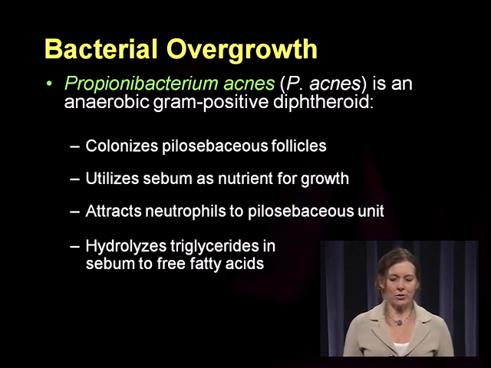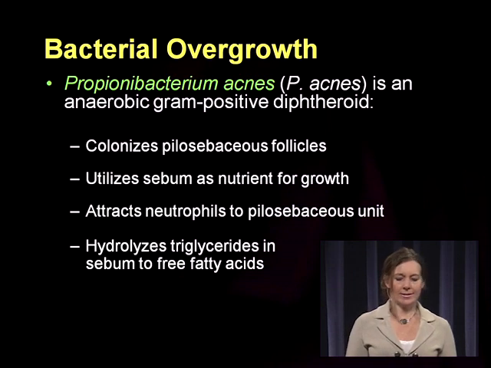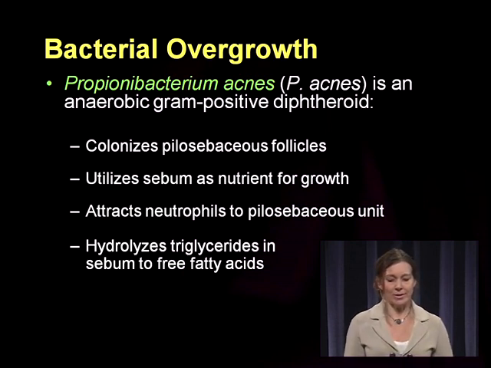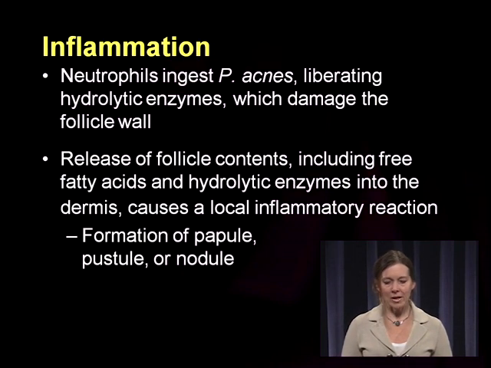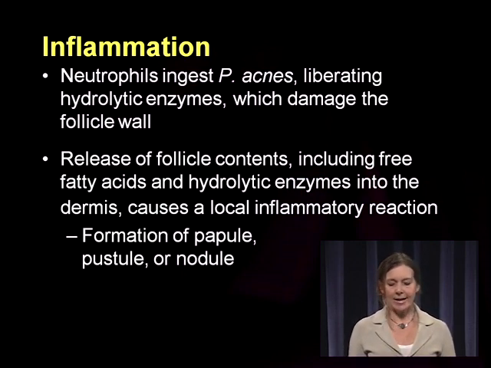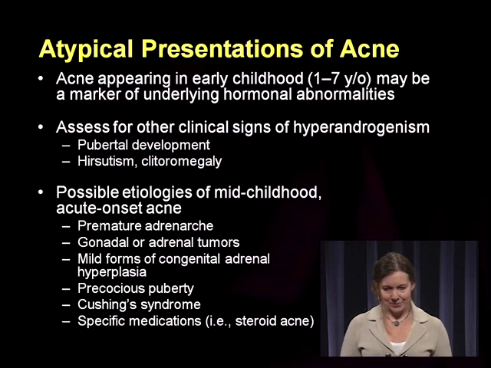The bacterial overgrowth is due to P. acnes. This is an anaerobic gram-positive diphtheroid, and this is an organism that colonizes pilosebaceous follicles, and it utilizes sebum as a nutrient for growth, so it thrives in that location. The P. acnes attracts neutrophils to the pilosebaceous unit and also hydrolyzes triglycerides and sebum to free fatty acids. And this leads to an inflammatory response where the neutrophils ingest P. acnes, they liberate hydrolytic enzymes, and they damage the follicle wall. So all of these inflammatory responses lead to the formation of an inflammatory pustule, papule, or even nodule formation.